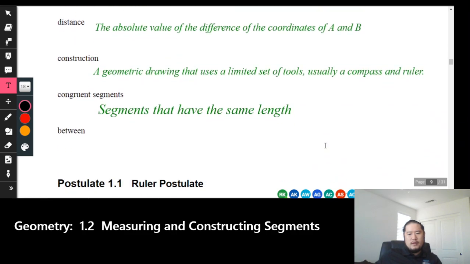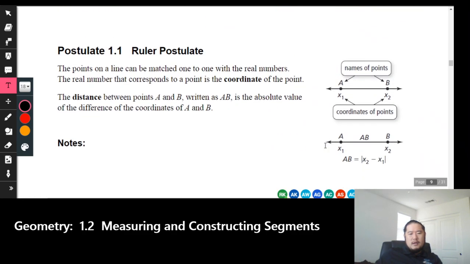So here's our first postulate. We have the ruler postulate, and it is 1.1. You don't necessarily need to know the numbers of these postulates. Just make sure you know the names of them. And what this is saying is that the points on a line can be matched one-to-one with real numbers.